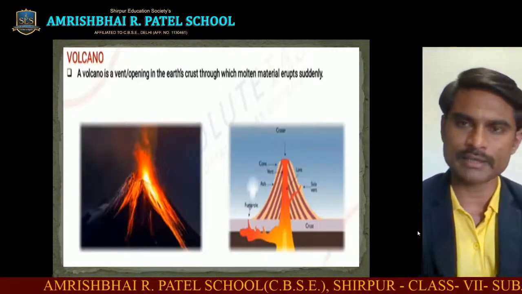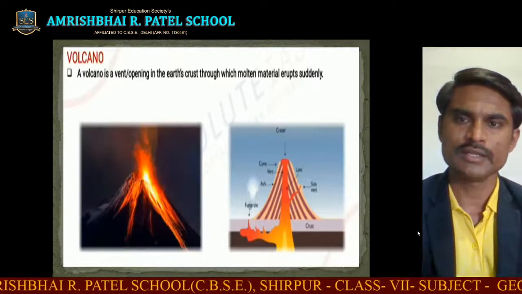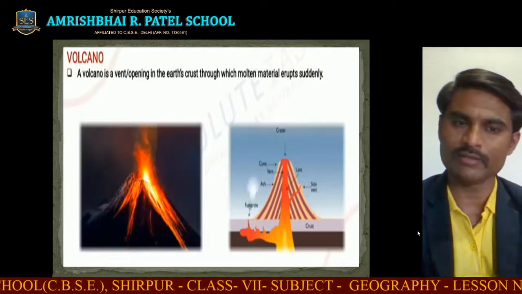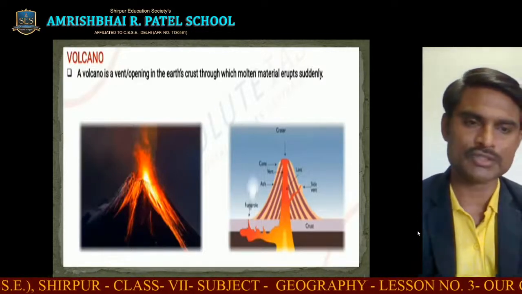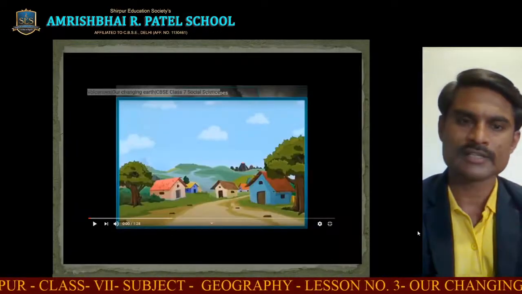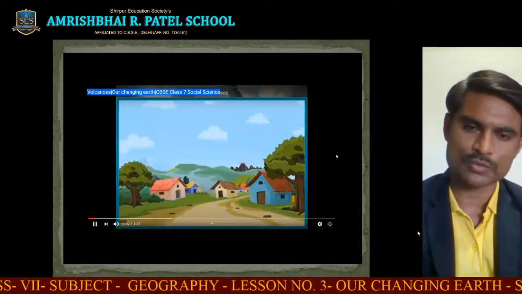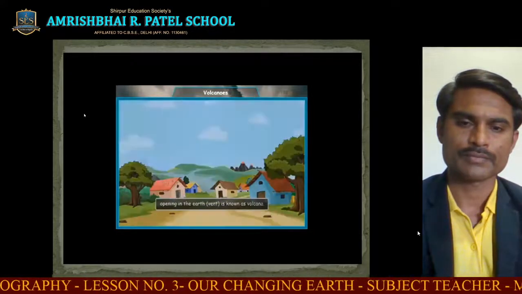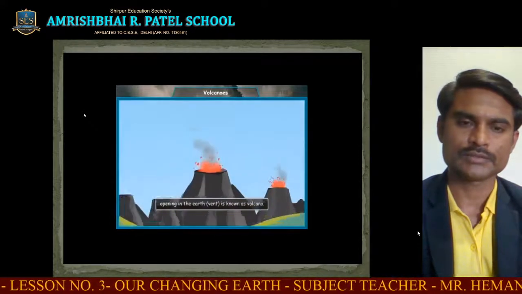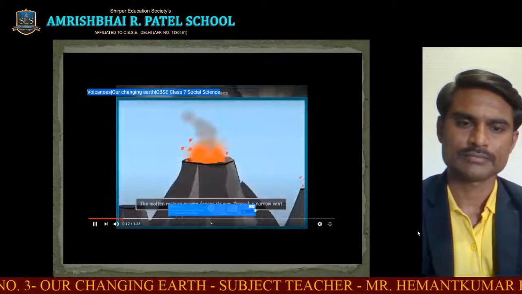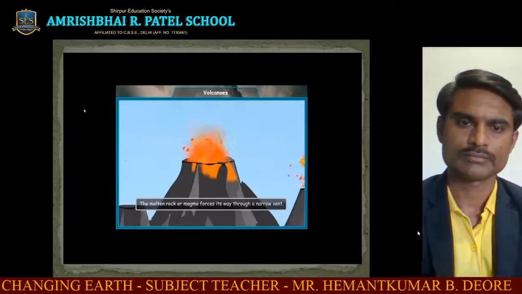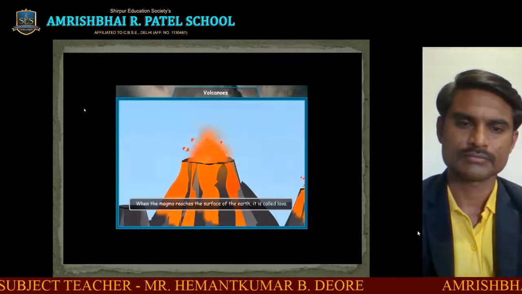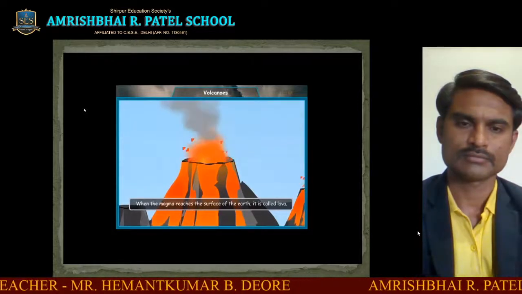So volcano is explained here under endogenic forces. A volcano is a vent opening in the earth's crust through which molten material erupts very suddenly. We can see the pictures. Let us see about volcanoes. The eruption of solid, liquid, and gaseous material through the opening in the earth, or vent, is known as a volcano. The molten rock or magma forces its way through a narrow vent. When the magma reaches the surface of the earth, it is called lava.